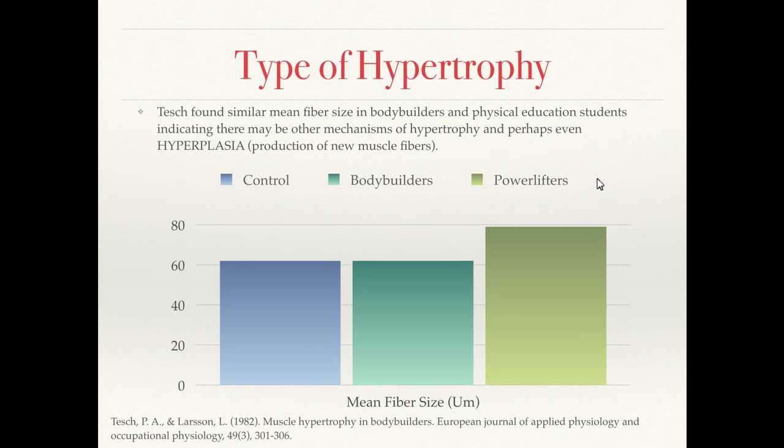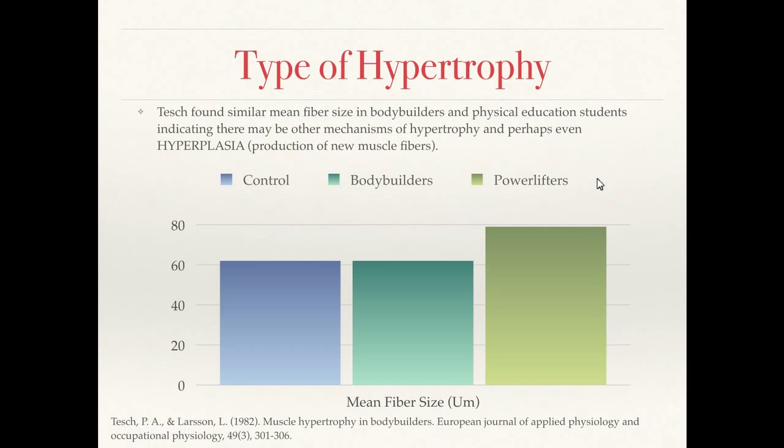Now Tesch followed this up with another study where he actually took the mean muscle fiber area, so individual fibers. He looked at a control non-trained group, bodybuilders, and powerlifters. What you notice is that powerlifters' individual muscle fibers are larger than the control group and bodybuilders. And in fact, bodybuilders were no different than the control. Now, this isn't necessarily true across the board for all studies, but this study in particular did find this.